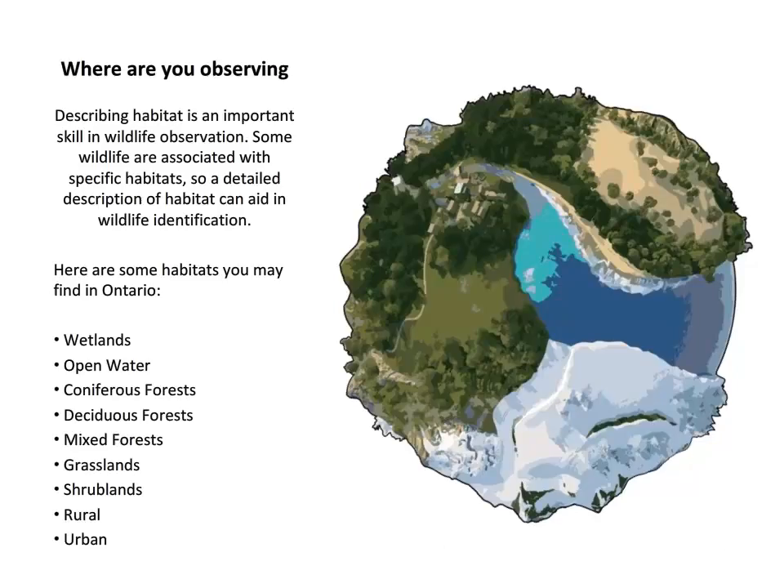One of the things that can help us identify wildlife is to describe the habitat that we see it in. Many species are associated with particular habitats, so a large part of this module will be going through what kind of habitats we may find in Ontario so that it can help us identify the wildlife that we see.